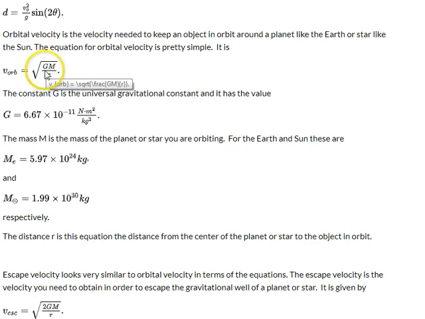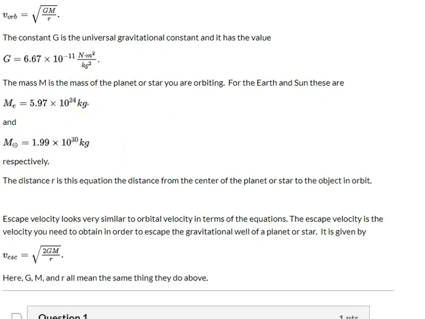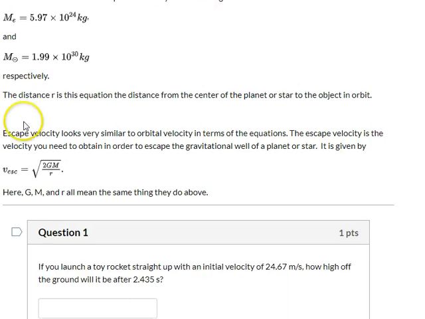And then there's this capital G. This capital G is the universal gravitational constant, and it's right here. Also, just so you have the numbers, here's the mass of the Earth, here's the mass of the Sun. You can see the Sun is much larger than the Earth. And remember, the distance r is the distance from the center. So if we're talking about orbiting around the Earth, you've got to take into account the radius of the Earth plus the height of the satellite.